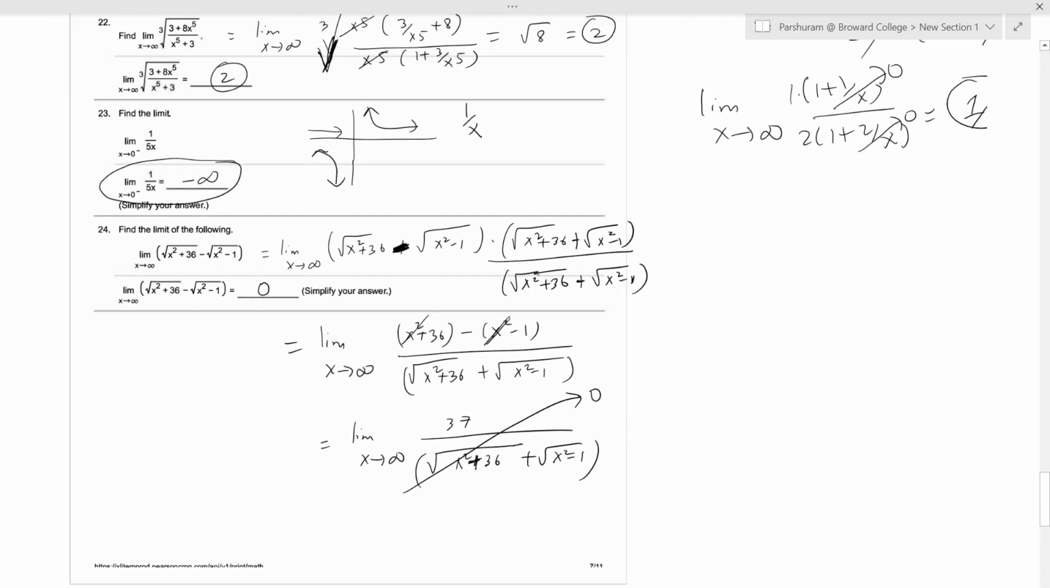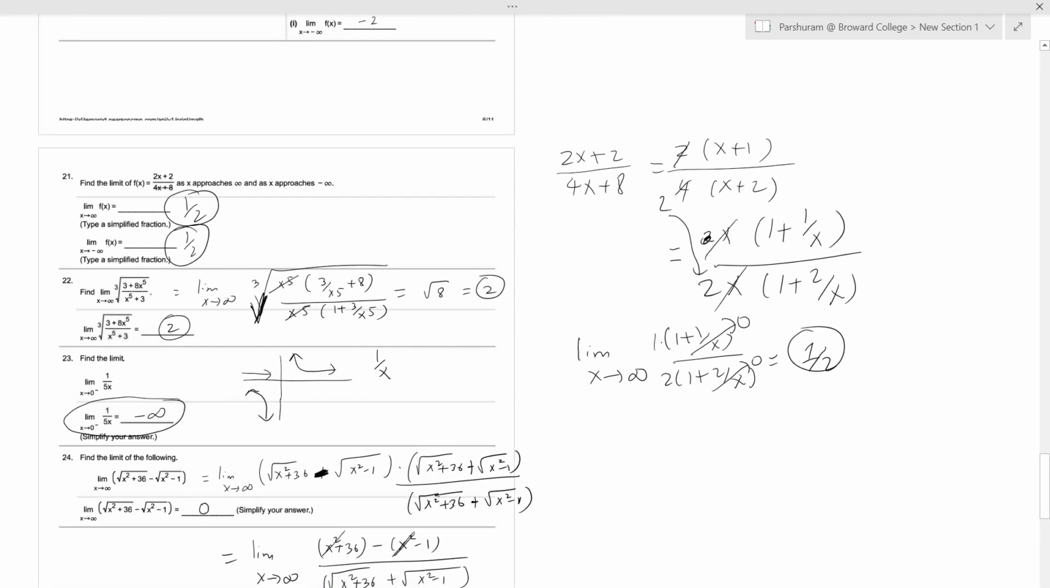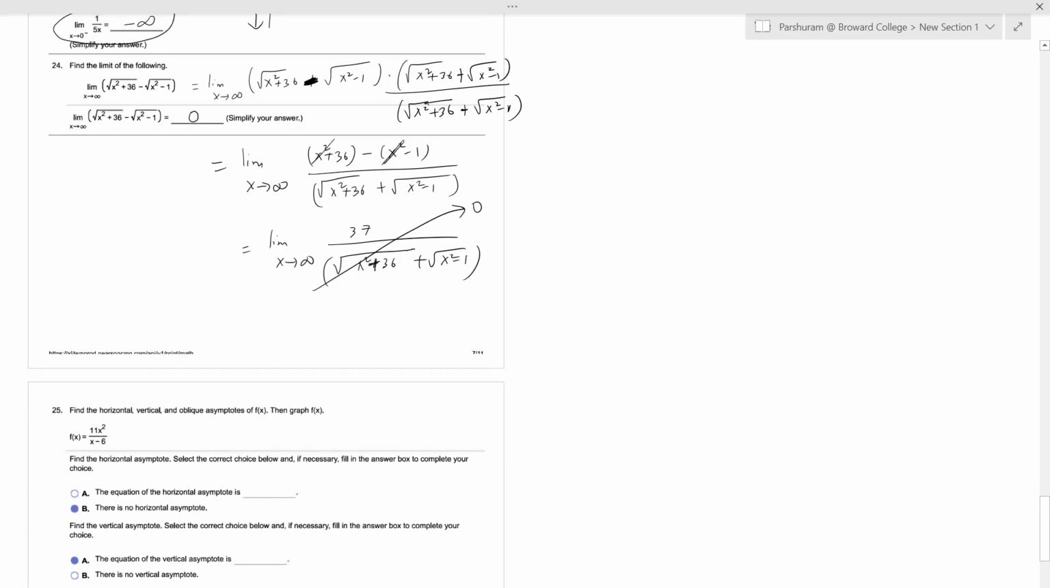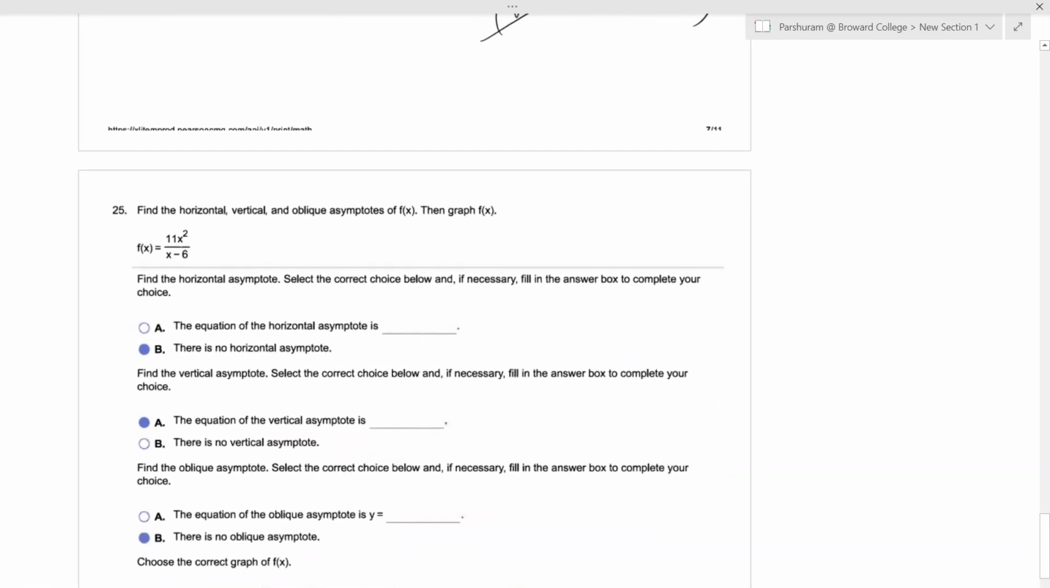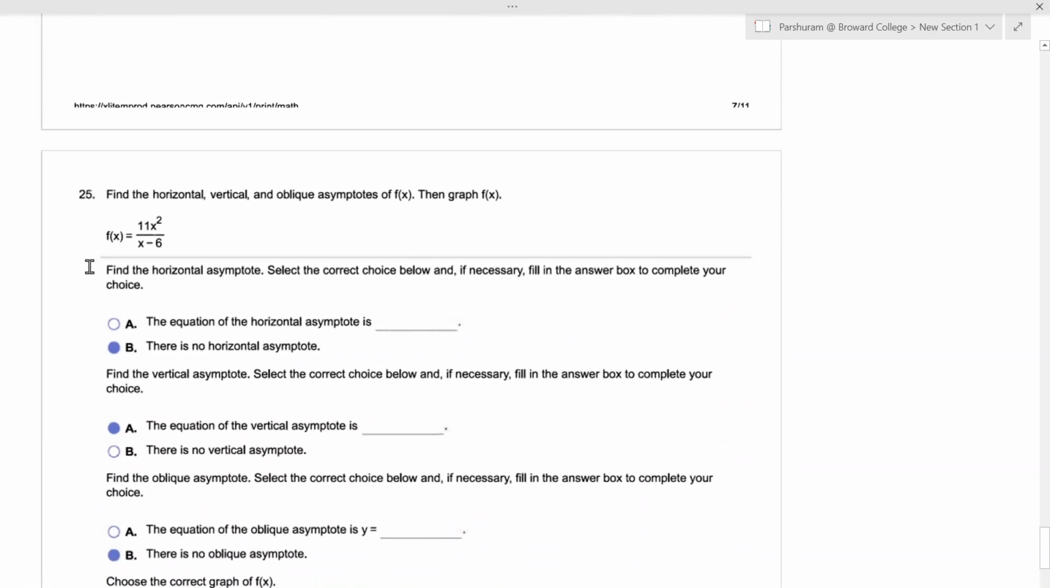And finally, the last problem for this review, problem 25, and some of the answers are already selected. Let's see whether they are right or wrong. Find the horizontal, vertical, and oblique asymptotes. So the first question is to find the horizontal asymptote. To find the horizontal asymptote, we compare the degree on the top and the degree on the bottom. If the degree on the top is greater than the degree on the bottom, there is no horizontal asymptote. So that's why the answer is B.